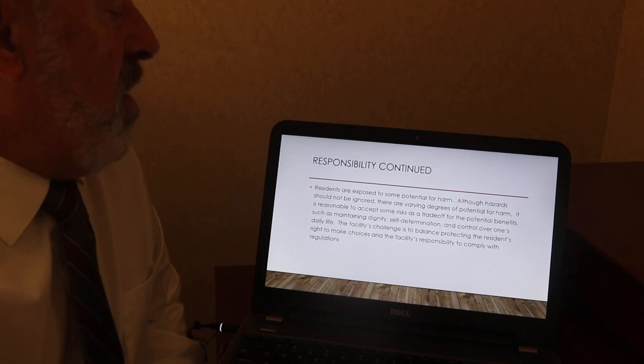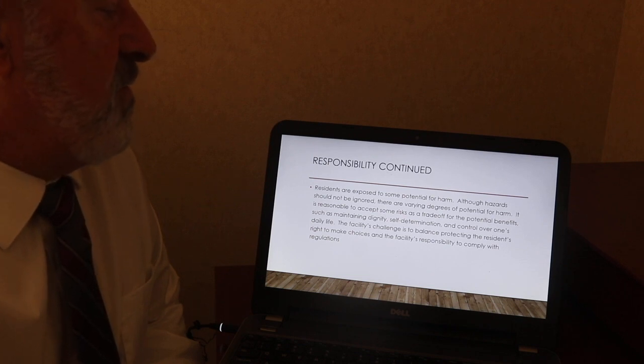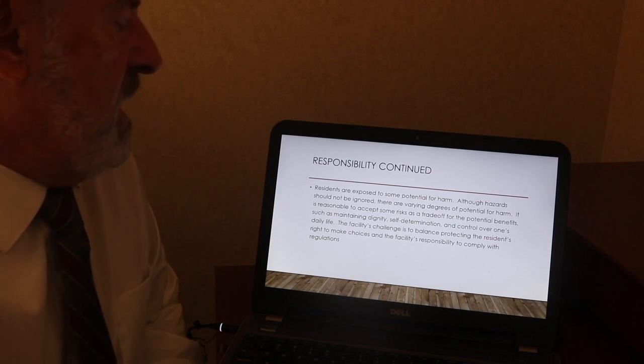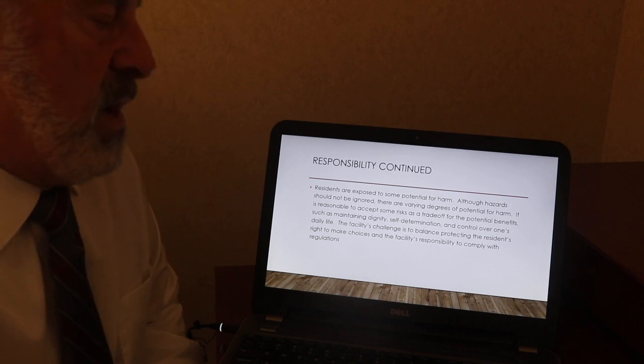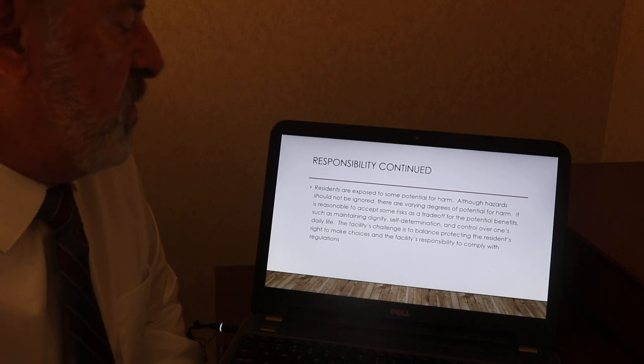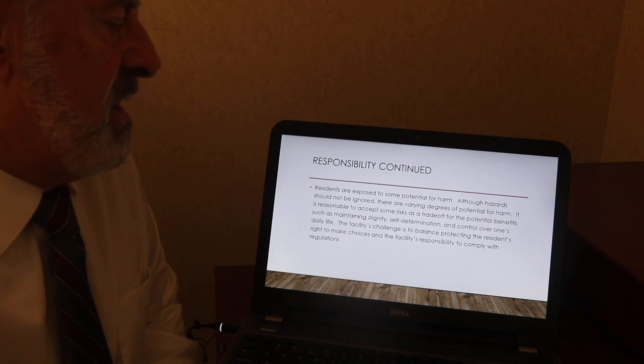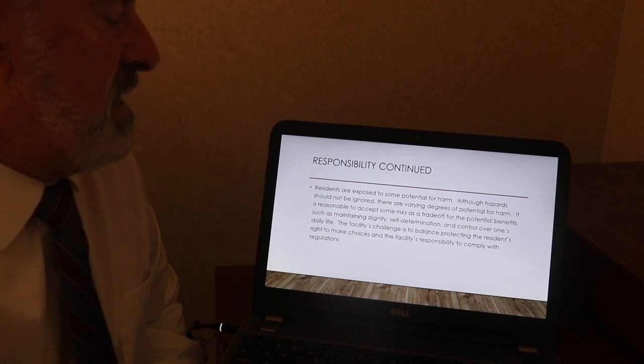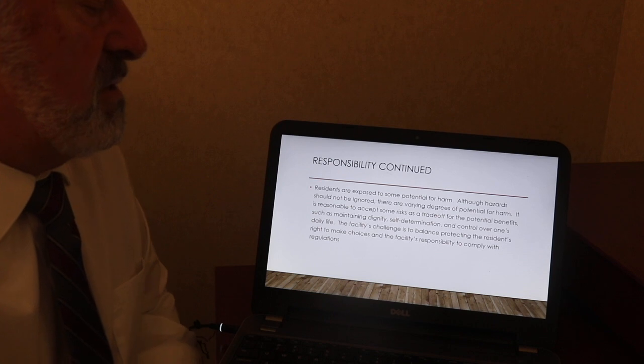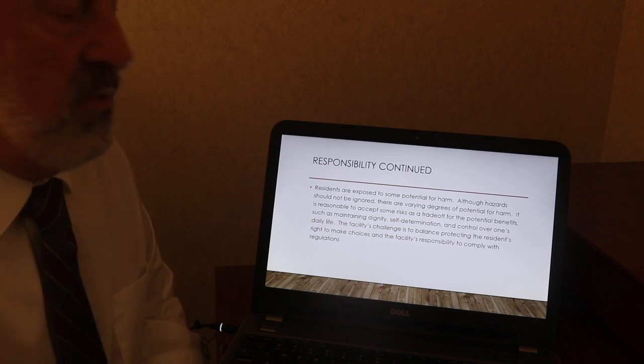The residents are exposed to some potential for harm. Although hazards should not be ignored, there are varying degrees of potential for harm. It is reasonable to accept some risk as a trade-off for the potential benefits such as maintaining dignity, self-determination, and control over one's daily life. The facility's challenge is to balance protecting the resident's right to make choices and the facility's responsibility to comply with regulations.